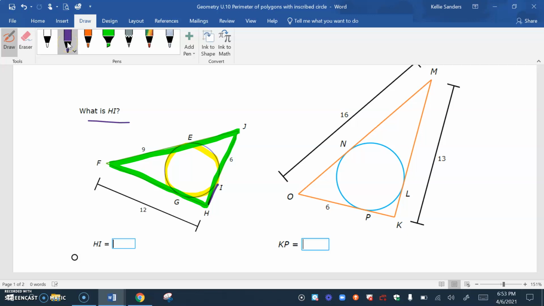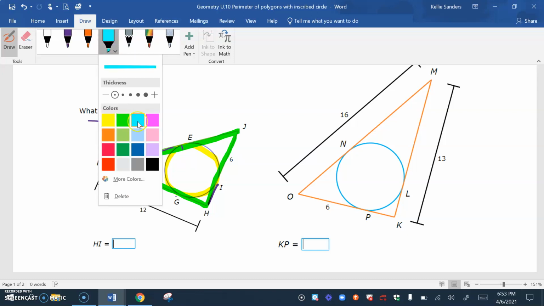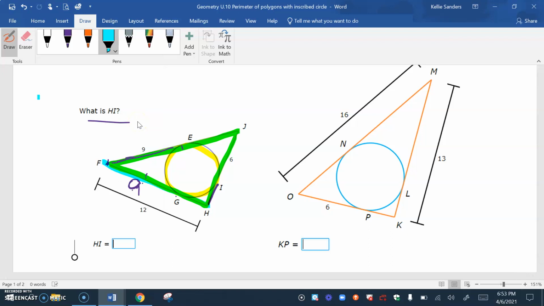And so if you remember from a tangent, if this is 9 and it meets at point F, then this is 9 also, okay? So if this is 12 and this is 9, then GH is going to be 3. And if GH is 3, then HI is 3, so your answer is 3.